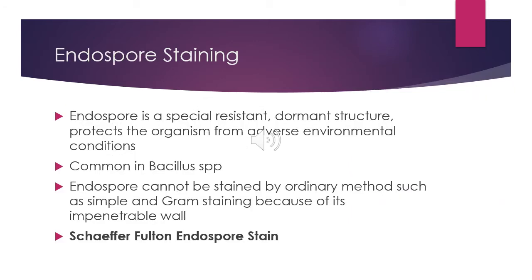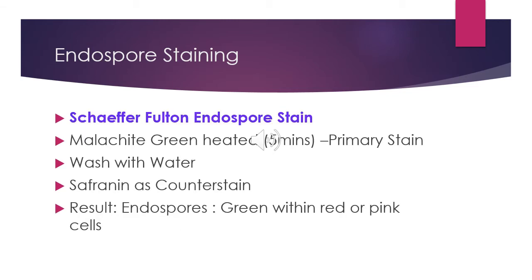Another staining technique is the endospore staining. Endospore is a special resistant and dormant structure of organisms, specially seen in Bacillus species. It cannot be stained by ordinary methods, such as simple or gram staining, because it is tough. So usually we use a special technique, and one of the common stains that we use is the Schaefer-Fulton endospore stain. So how do we do the Schaefer-Fulton endospore stain?